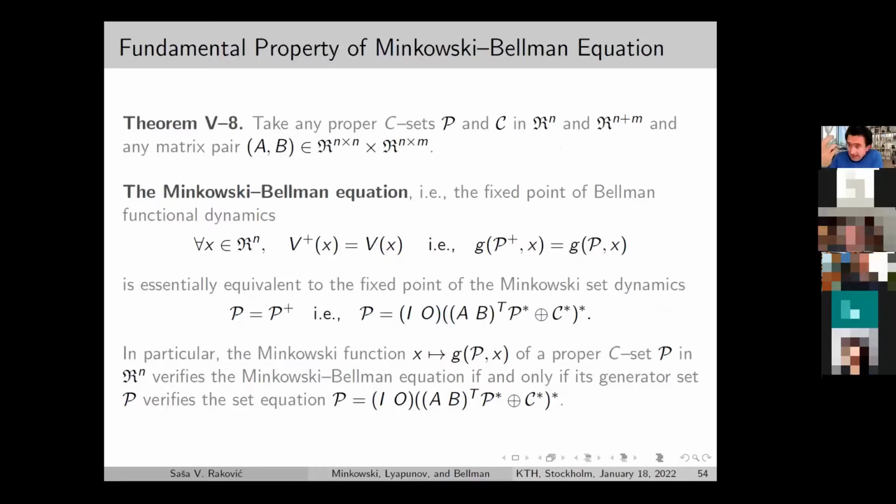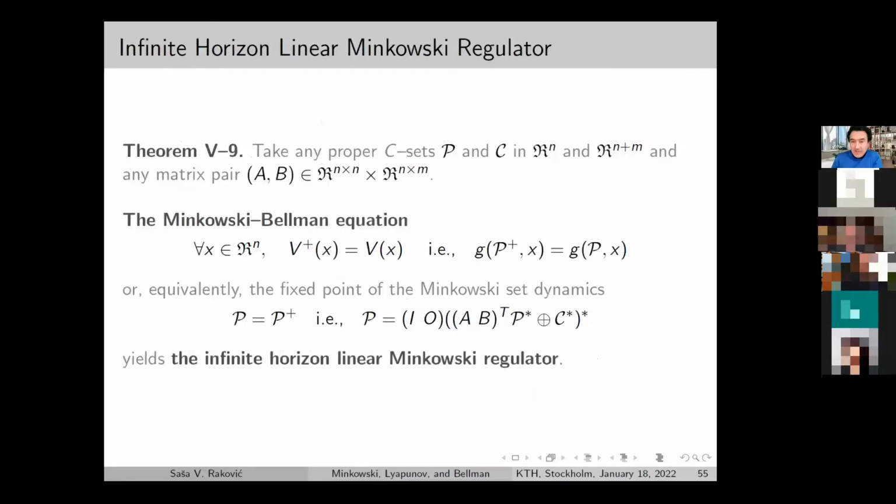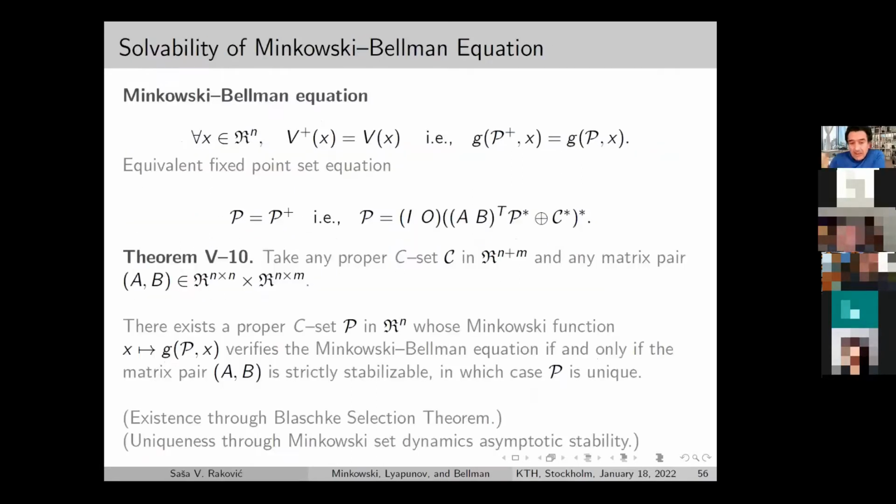Okay, now this is an analogy. If you remember in the quadratic Bellman equation, you verify the fixed point of the dynamic programming or Bellman functional dynamics if and only if there was a fixed point of the matrix dynamics, Riccati matrix dynamics. So there was a matrix equation. Now in this case, we have a set equation, and it's quite logical and natural because essentially we are dealing with functions which are generated by sets instead of matrices. Okay. Finally, what do we know about this? If we solve this, we are obtaining the infinite horizon solution. So this will give you infinite horizon linear Minkowski regulator. And you can solve it if and only if AB is strictly stabilizable, and in that case, P is unique.